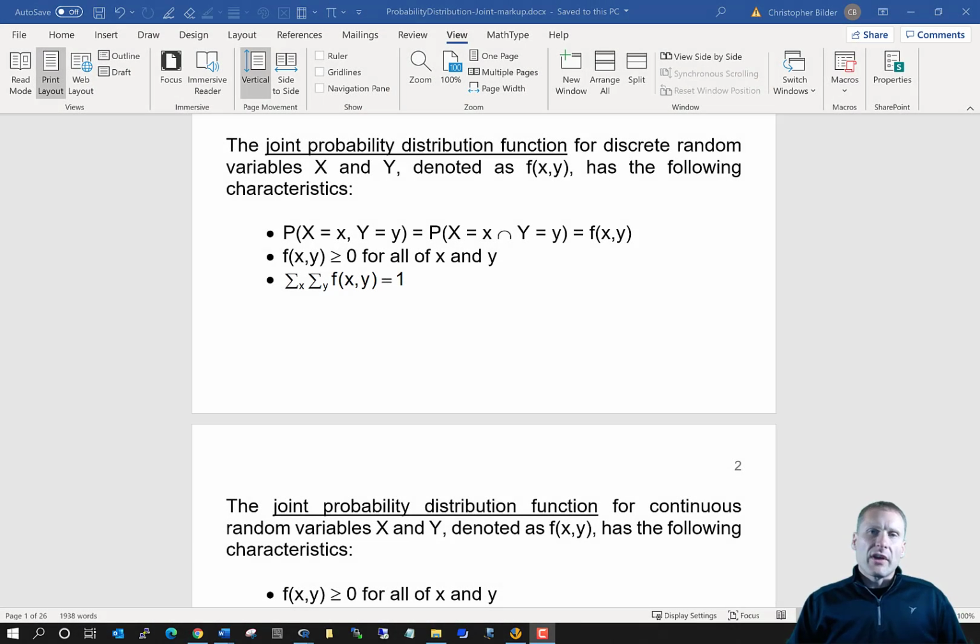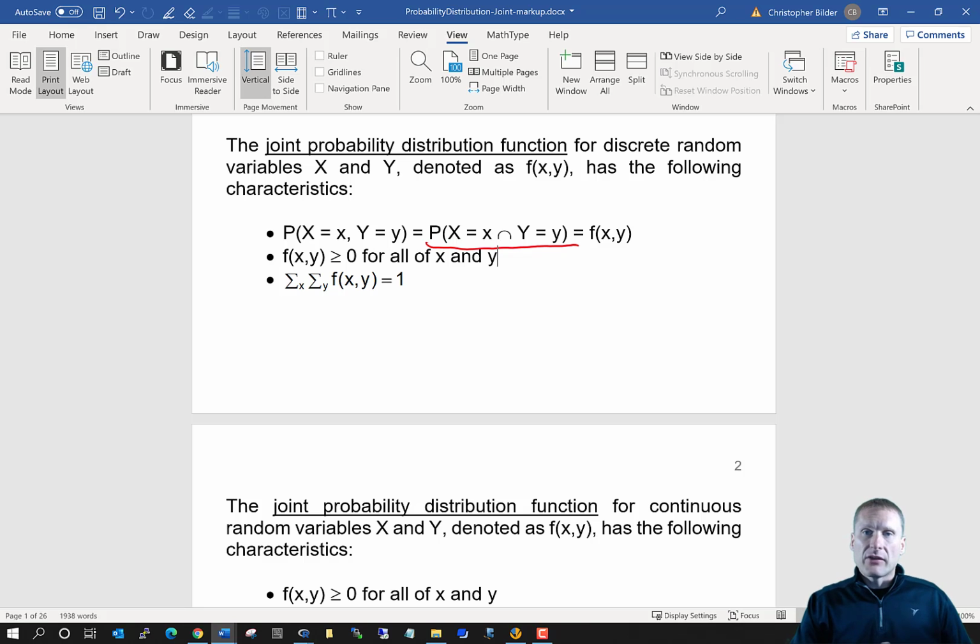So for most of this section, we're going to consider the case where we have just 2 random variables, because once we understand how to work with 2, we can go to 3, we can go to 4, and so on. So a joint probability distribution for 2 discrete random variables, x and y, is denoted as f of xy. So notice this is a function of 2 variables. And what f of xy denotes simply is the probability that our random variable x is equal to a particular quantity intersect our random variable y is equal to a particular quantity.